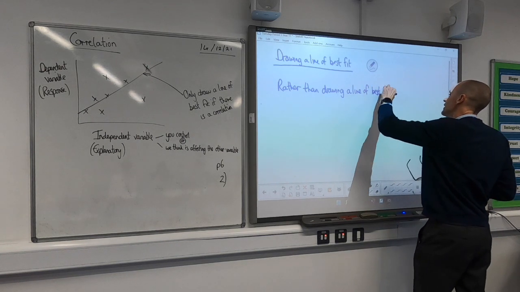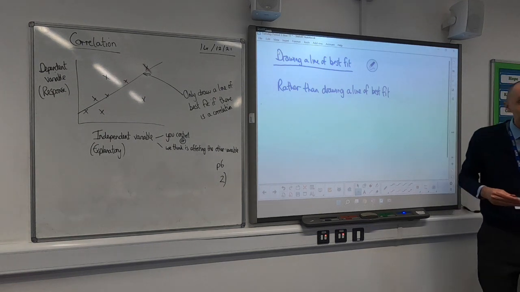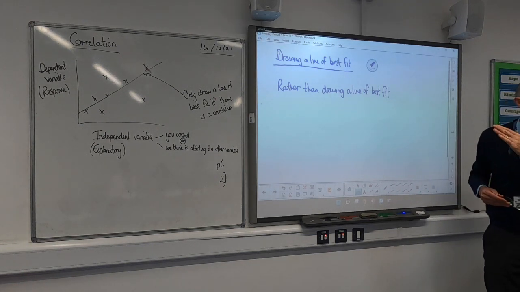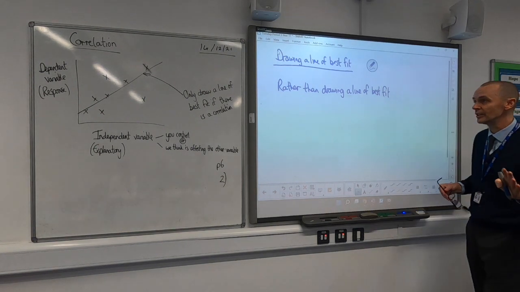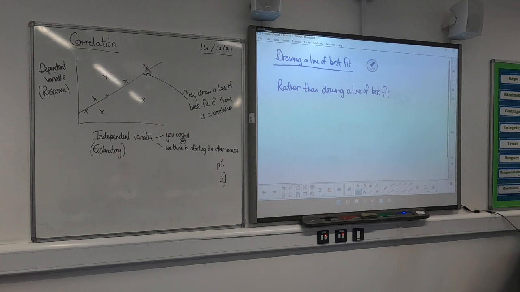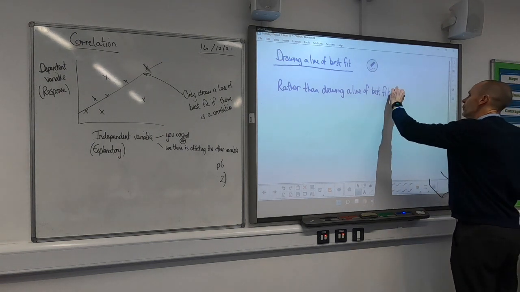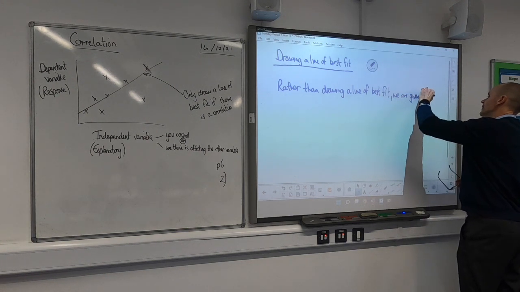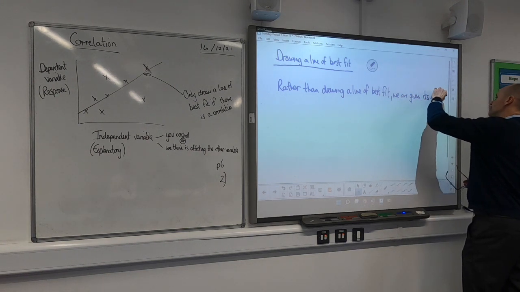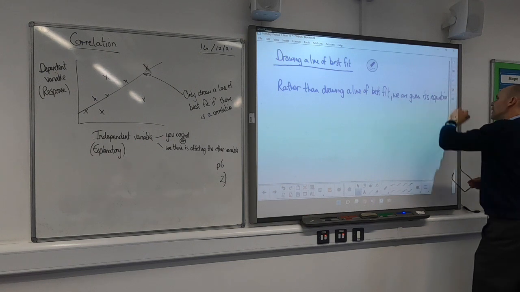And the good news is that we are not expected to do any calculations. We are given the equation of the line of best fit. Again, that's a new spec feature. On the old spec, we used to have to calculate it. Now we don't need to. So rather than drawing a line of best fit, we are given its equation. That's the good news.